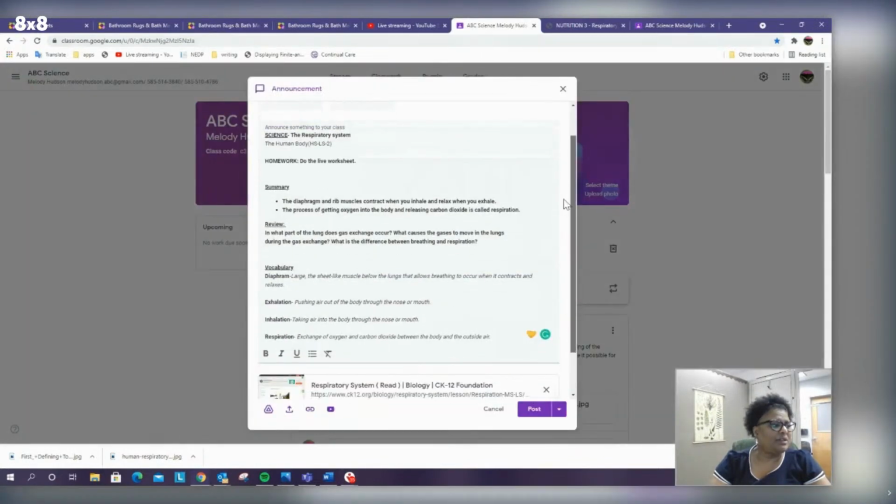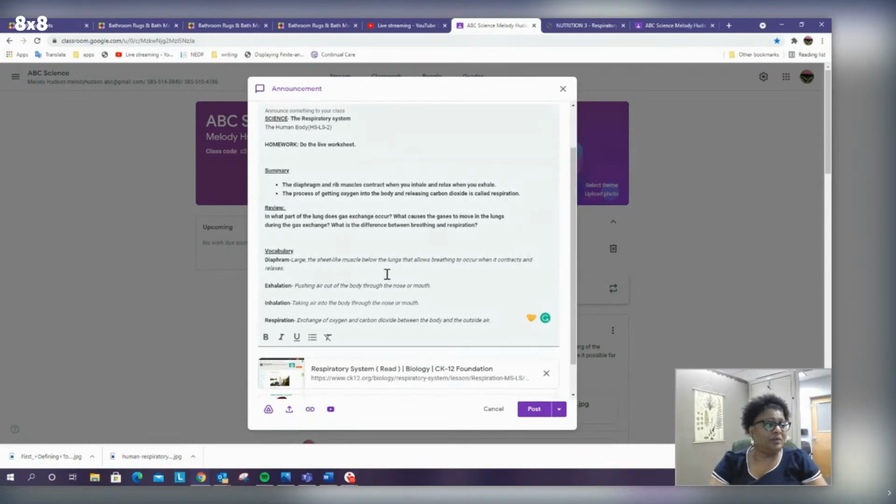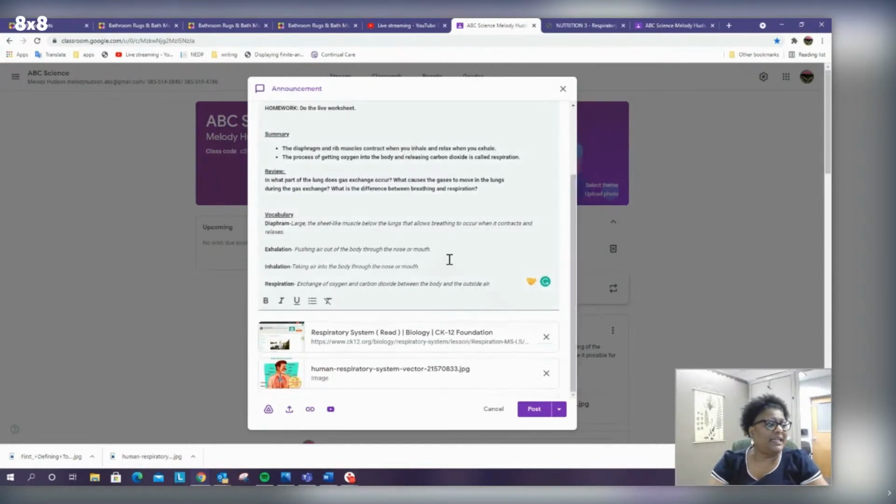Got some vocabulary here. Diaphragm is the large sheet-like muscle below the lungs, which allows breathing to occur when it contracts and relaxes. If you're a singer, you know about singing from your diaphragm. It's where the power comes from. Exhalation is pushing the air out of the body through your nose or your mouth. Inhalation is taking the air into the body through the nose or the mouth. And respiration is the exchange of oxygen and carbon dioxide between the body and outside air. We breathe in oxygen, it goes through our lungs, and then we exhale carbon dioxide and water.